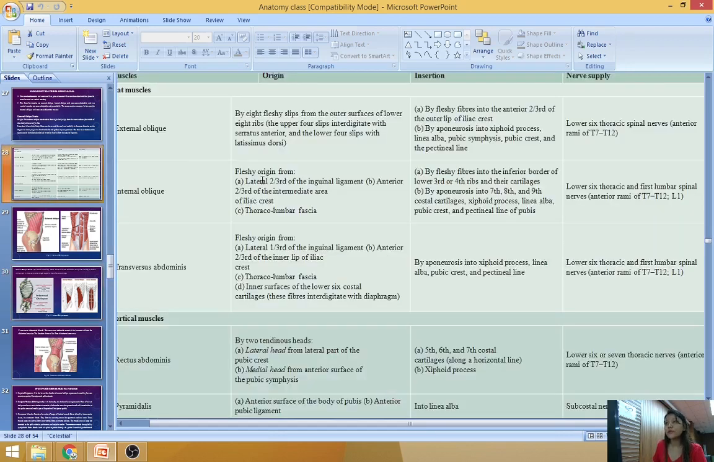So the origin is from the lateral two-third of the inguinal ligament and anterior two-third of the intermediate area of the iliac crest, and also the thoracolumbar fascia. The insertion is the inferior border of the lower third and fourth ribs, and the aponeurosis into the 7, 8 and 9 costal cartilage. The nerve supply is T7 to T12 and also L1.